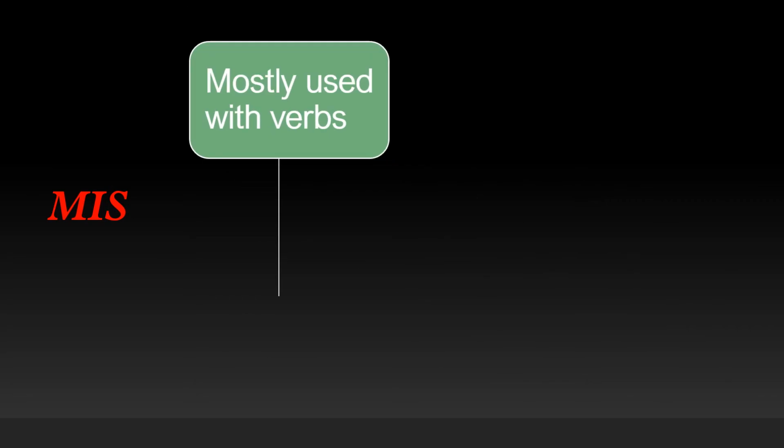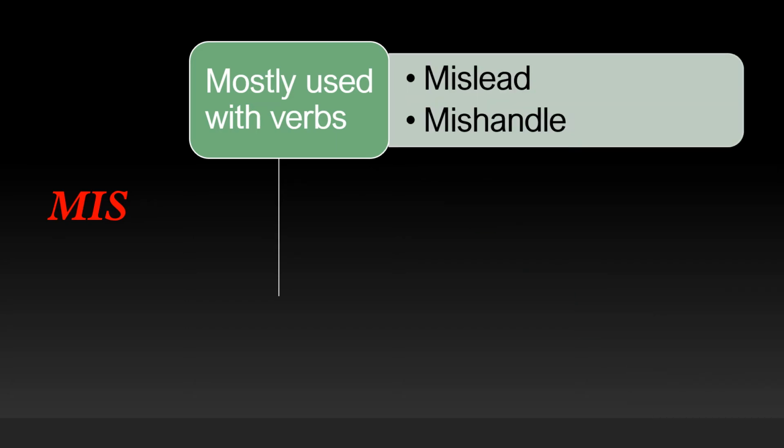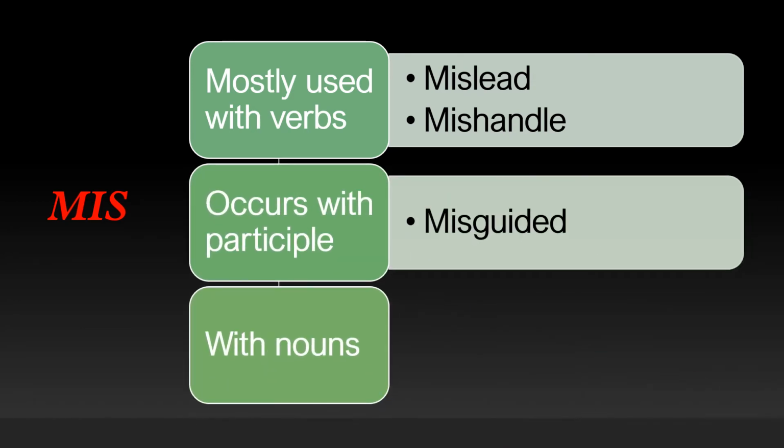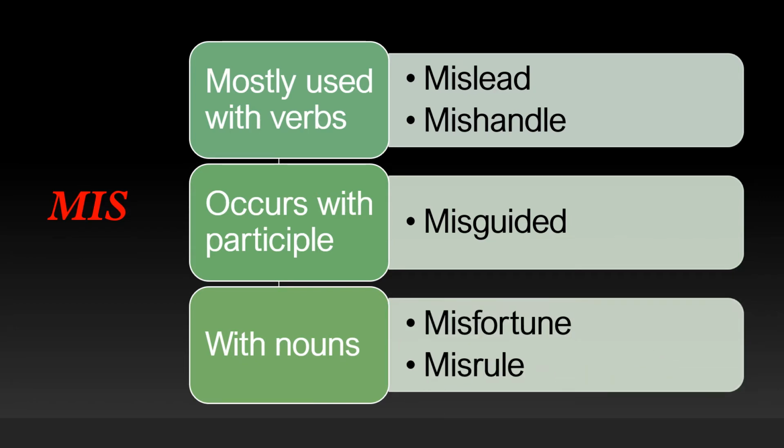Another example for a pejorative prefix is mis, which is used with verbs, participles and nouns. The examples for coming with verbs are mislead and mishandle, an example for a participle is misguided, and the examples for coming with nouns are misfortune and misrule.